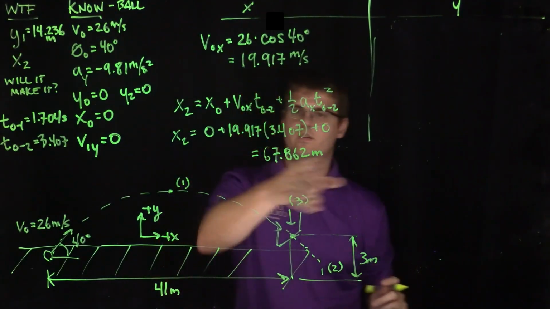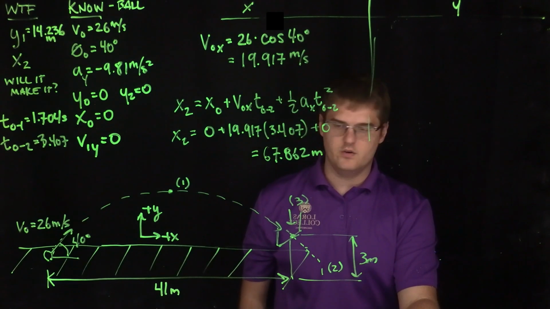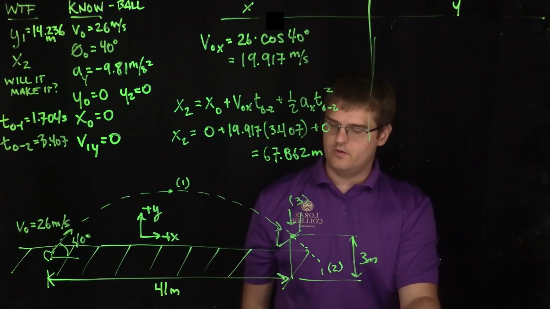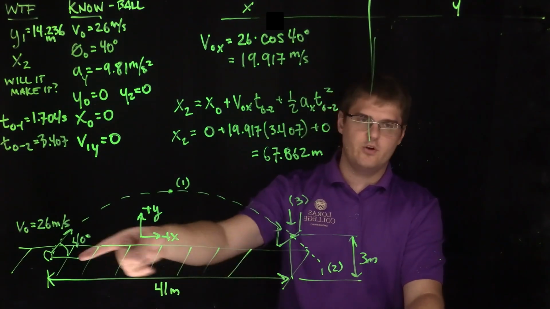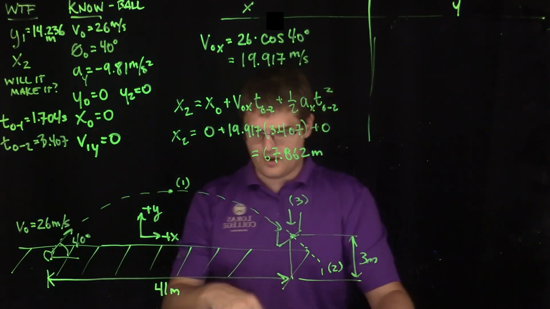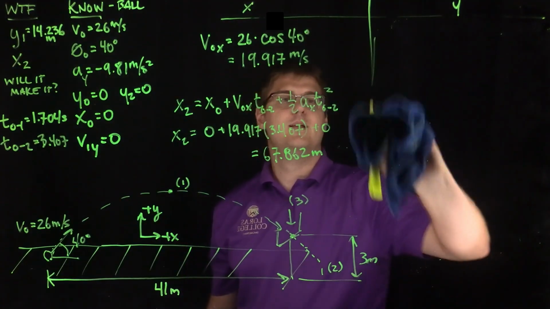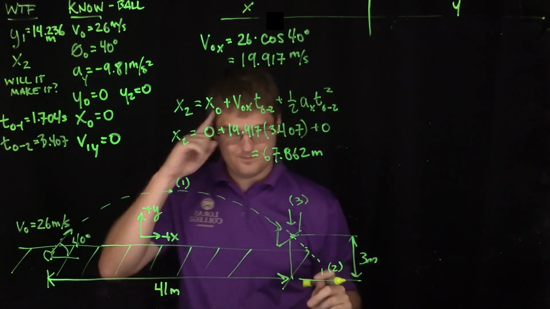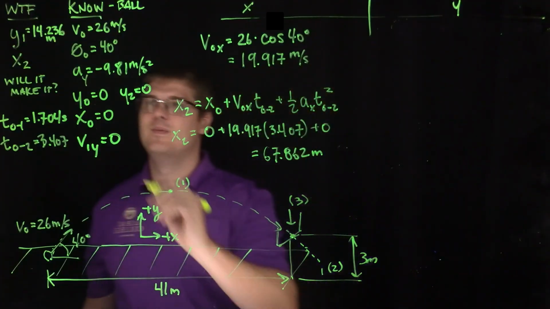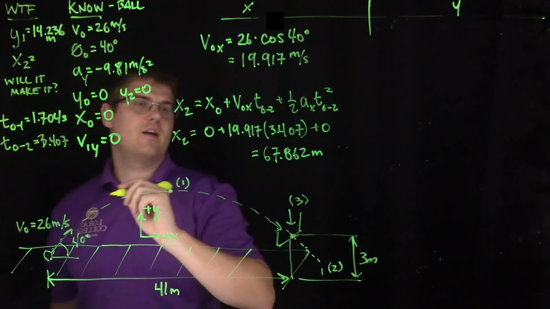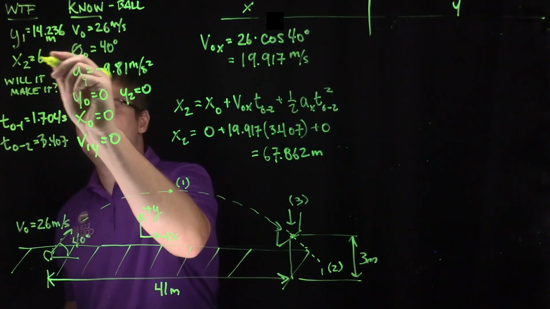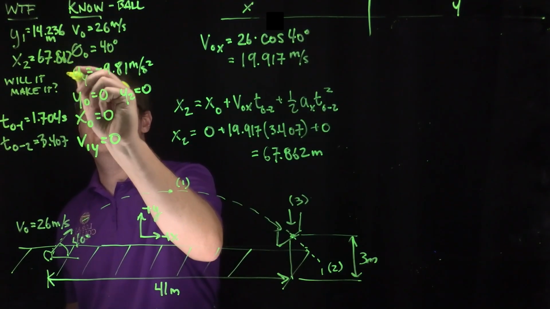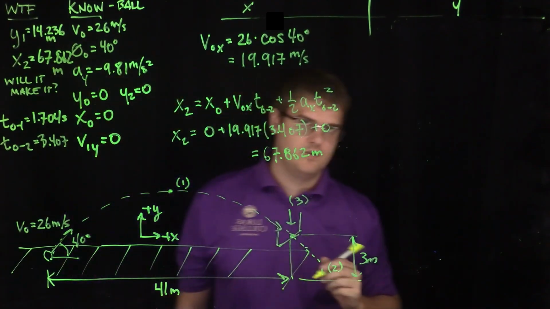So it is going 67.862 meters. I figured out what it was. I'm talking about 35 yard lines. I converted yards to meters. That's why it's 41. Took me a second, I'm sorry. This guy comes out to 67.862 meters.